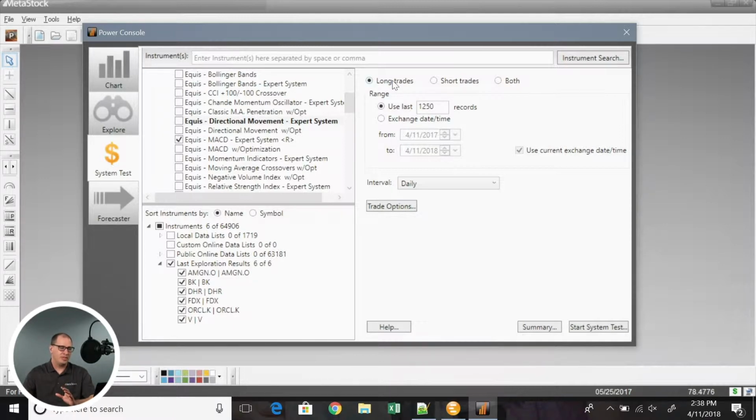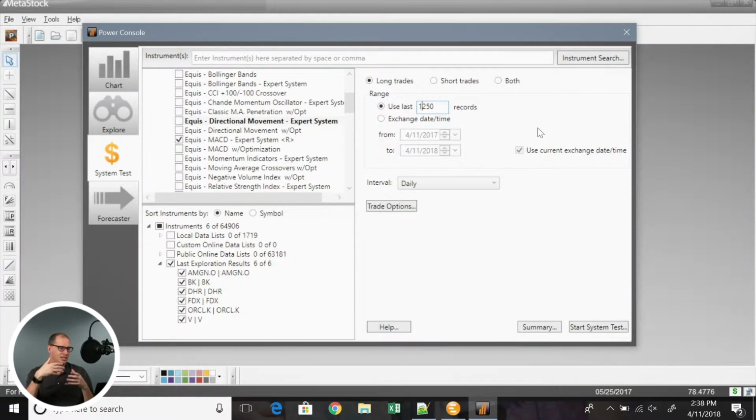What I'm going to do is, because I'm looking at a MACD buy signal, I want to just go long. So I'm just going to go long only. I'm going to test over the last 1,250 records. Now, when you first pull up MetaStock, it's actually going to default to 250 records. So that's about 1 year. So you'd be testing over 1 year on a daily chart.